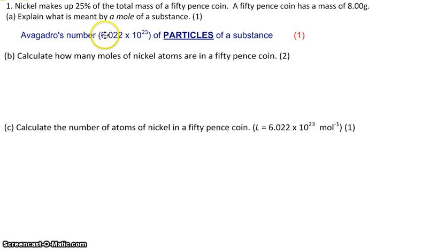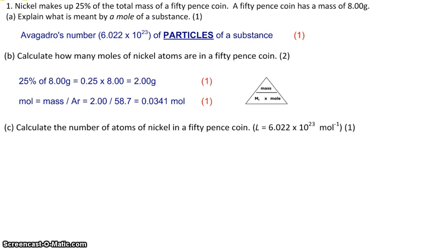It's equivalent to Avogadro's number of particles of a substance. Use the word particles here, so that way it covers anything, including atoms, molecules, ions, etc. Then calculate how many moles of nickel are in a 50 pence coin.